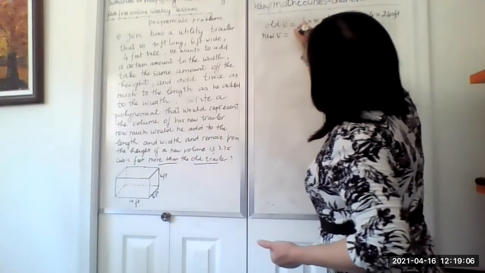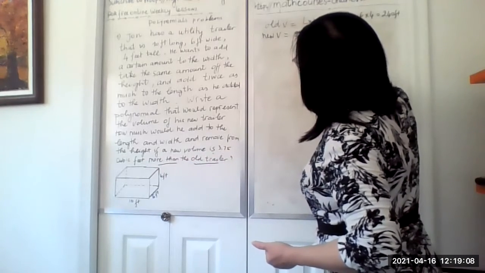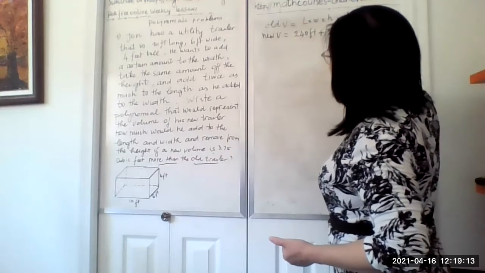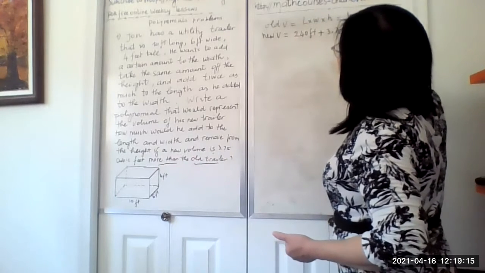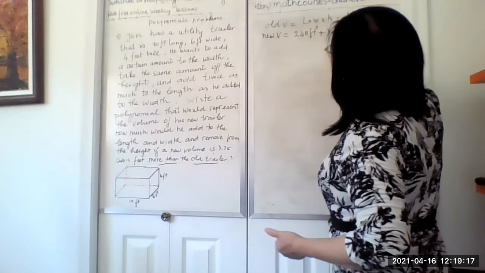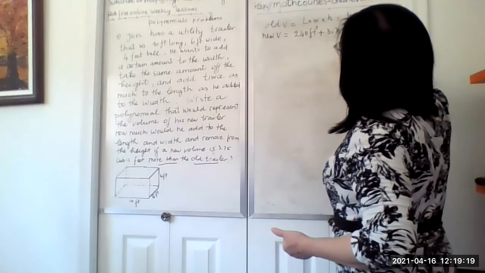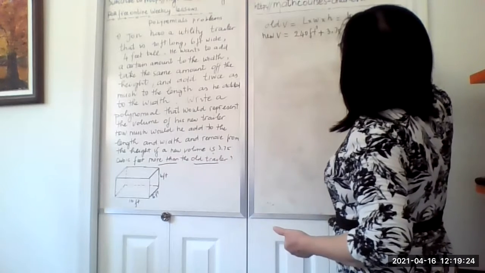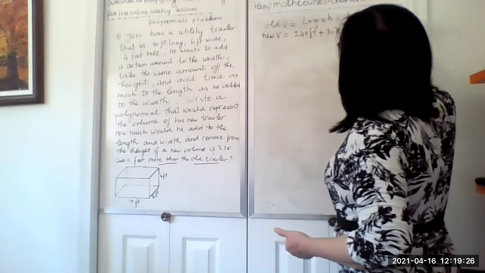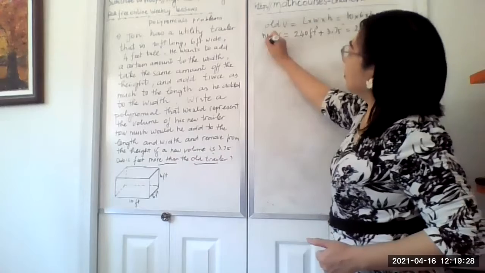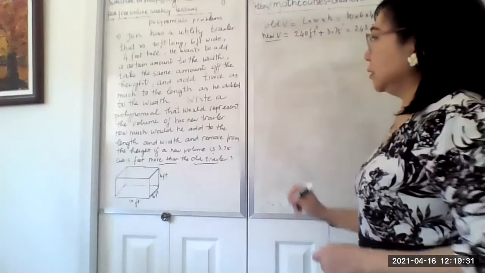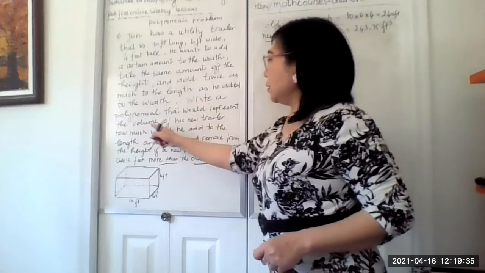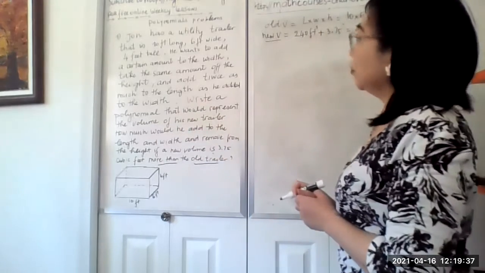So we're going to add 240 here. This is the old trailer, adding with 3.75. And this is cubic feet, right? So this becomes 243.75 cubic feet. That's the new volume. So now we know that. Now, write a polynomial that would represent the volume of his new trailer.